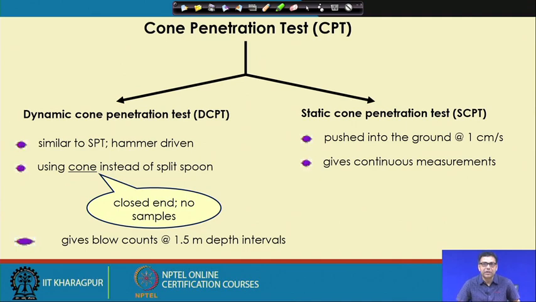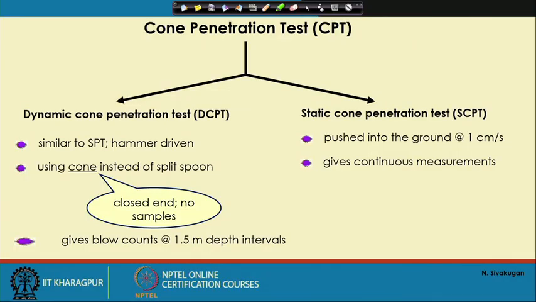In the static cone penetration test, we push the cone into the soil and measure the cone resistance or tip resistance, and the friction resistance. And in the dynamic cone penetration test, we apply hammer blows to the cone and drive it into the soil, and the number of blows required for 100 millimeter penetration is recorded.